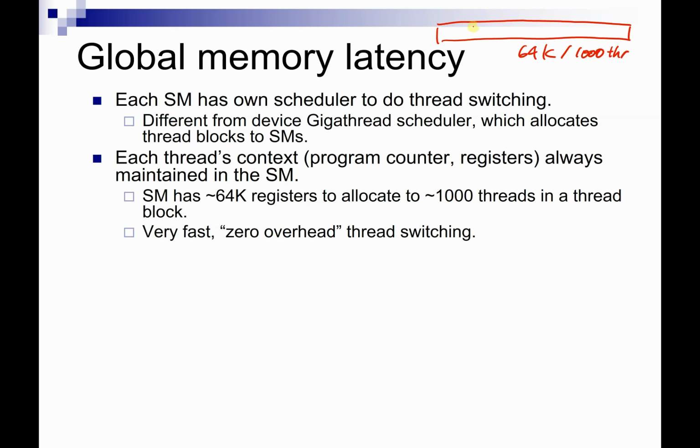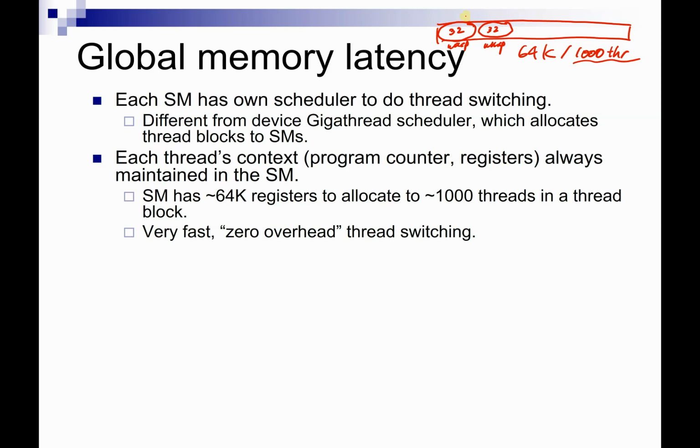Now we're going to group these threads into things called warps. I'll talk more about this later, but basically a warp is going to have something like 32 threads in it. So we're going to have many warps. In fact, if you have 1,000 threads, we're going to end up with about 32 warps.